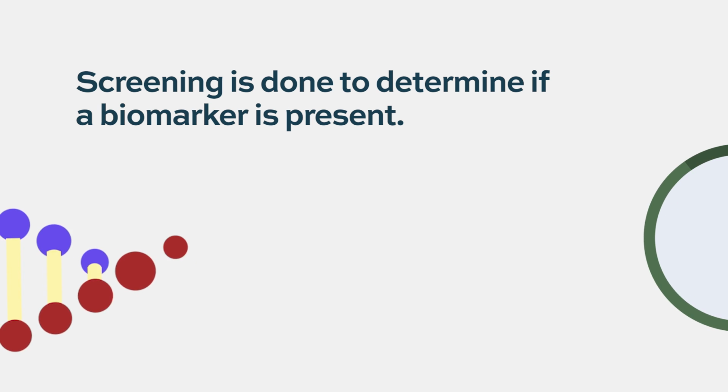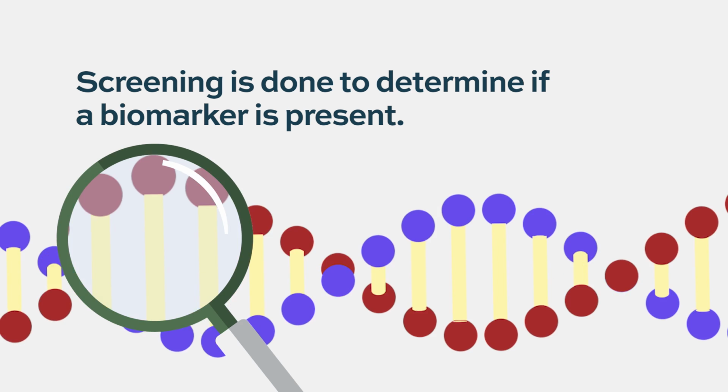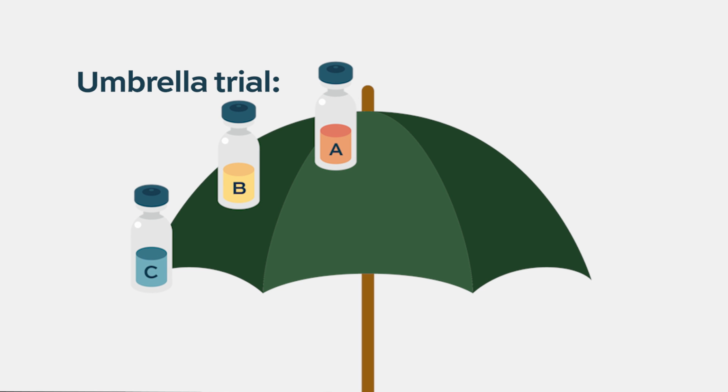So there's usually some form of screening, whether it's genomic sequencing or looking specifically for expression of that biomarker. And then the treatment that the patient receives is determined by that. They'll get drug A, B, or C, depending on what their biomarker expression is.